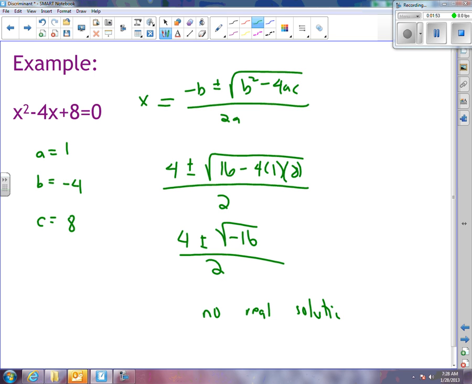After this section, we're going to be going on to learning about what an imaginary solution is. But for right now, we're just going to say that there's no real solutions, but it does have two imaginary solutions. You'll see about that tomorrow.